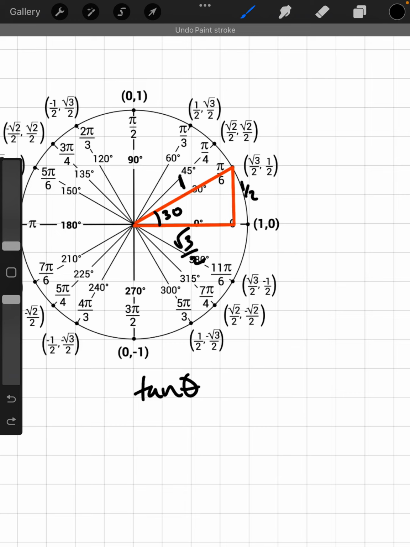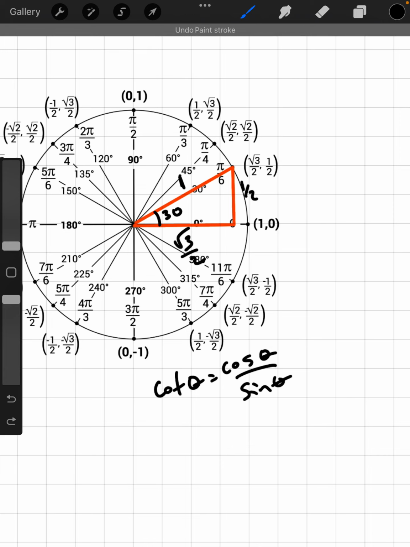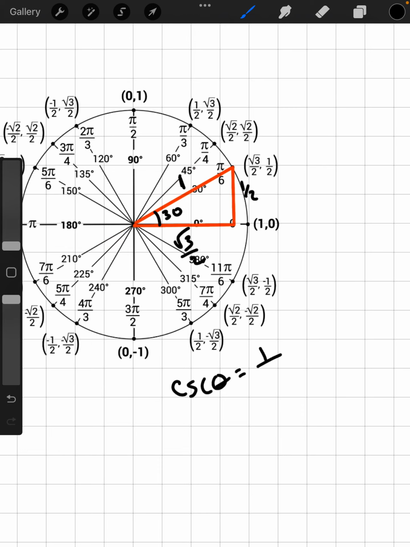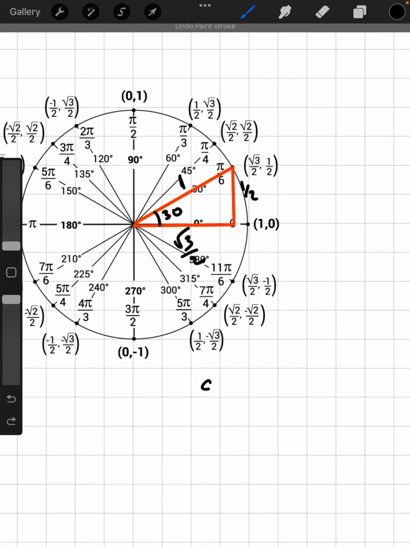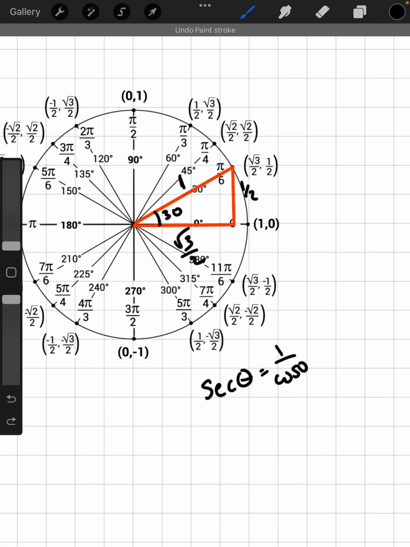But I could keep going. Cotangent is cosine over sine, so cotangent is x over y. So I could find cotangent. If I needed to know cosecant, cosecant is 1 over sine, so cosecant is 1 over y. Secant is 1 over cosine, so it's 1 over x.